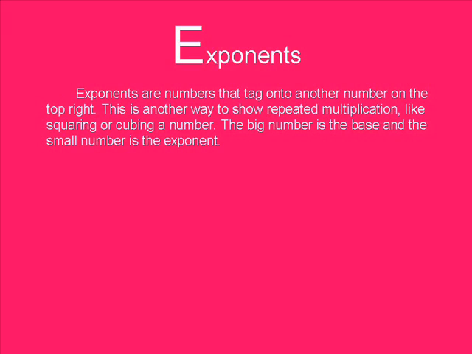Exponents. Exponents are numbers that tag on to another number on the top right. This is another way to show repeated multiplication, like squaring or cubing a number. The big number is the base, and the small number is the exponent.